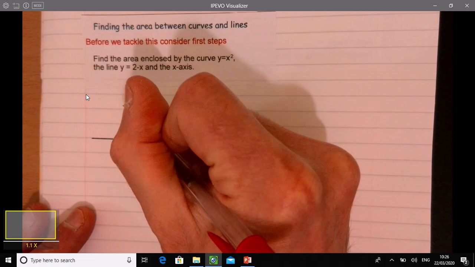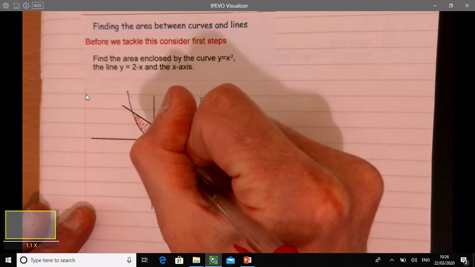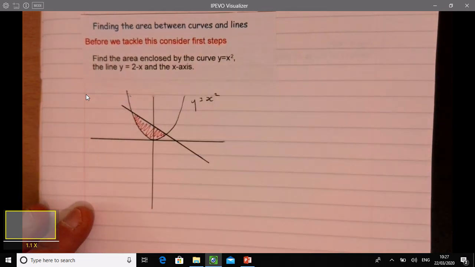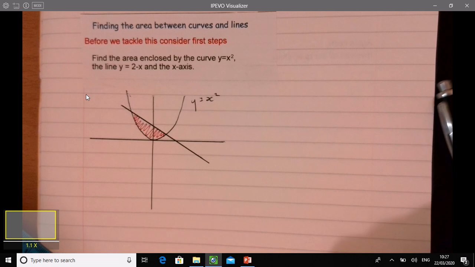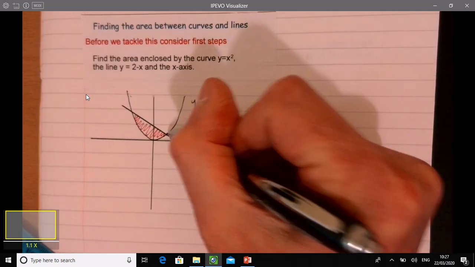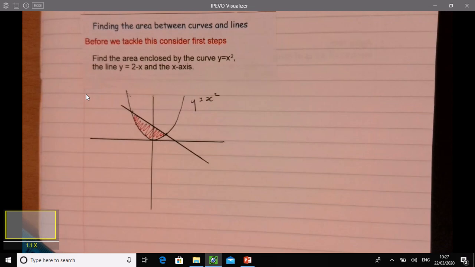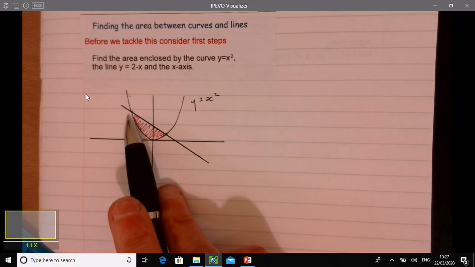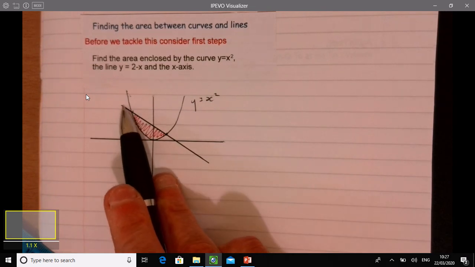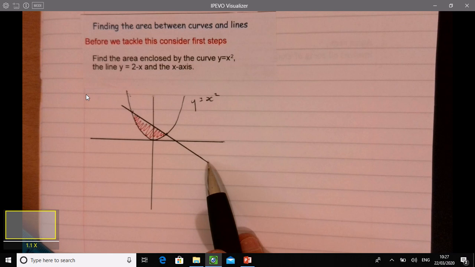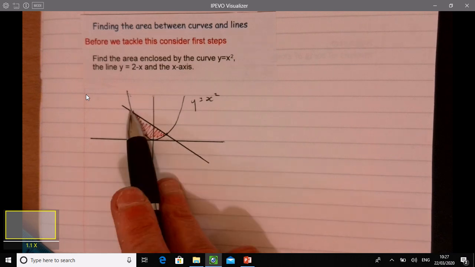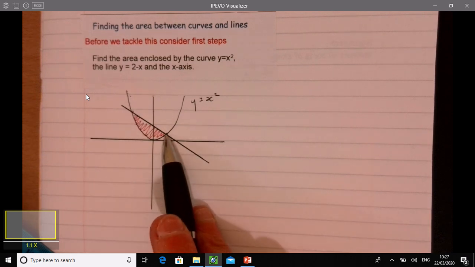So the question is, what's the area of this just here? In order to do that, we need to know these intersection points just here. Okay, and once we've found that out, we're going to integrate this line here between these 2 points. That will give us this area just here.